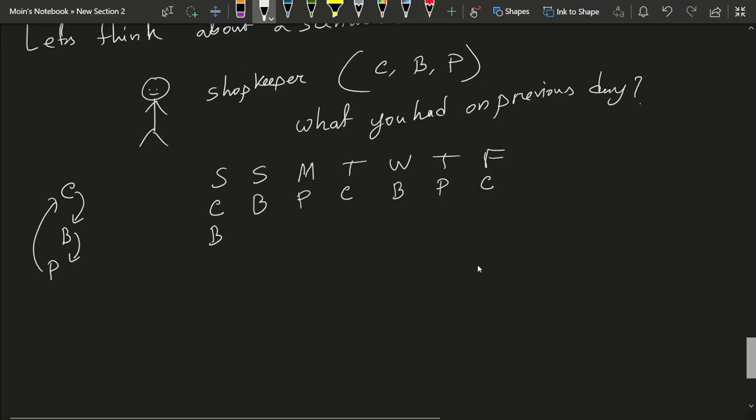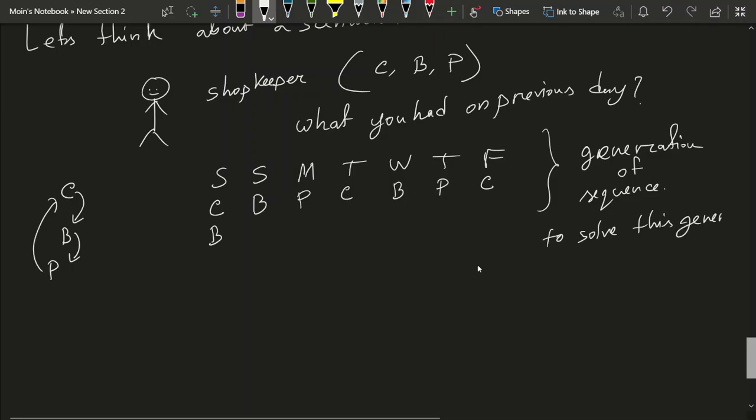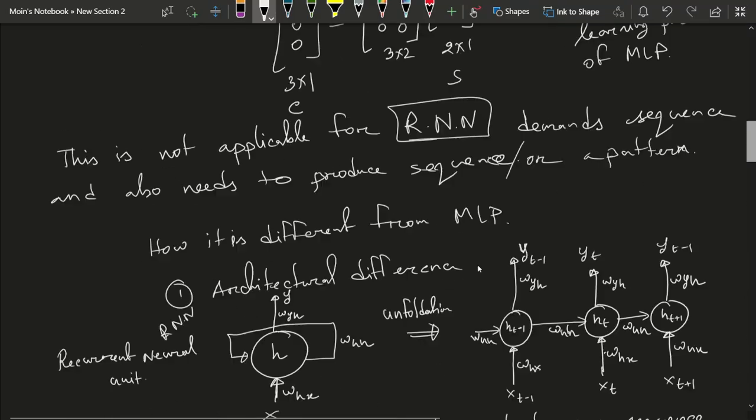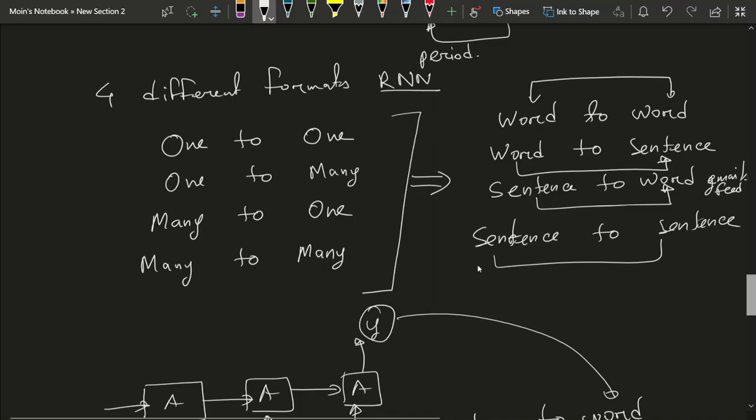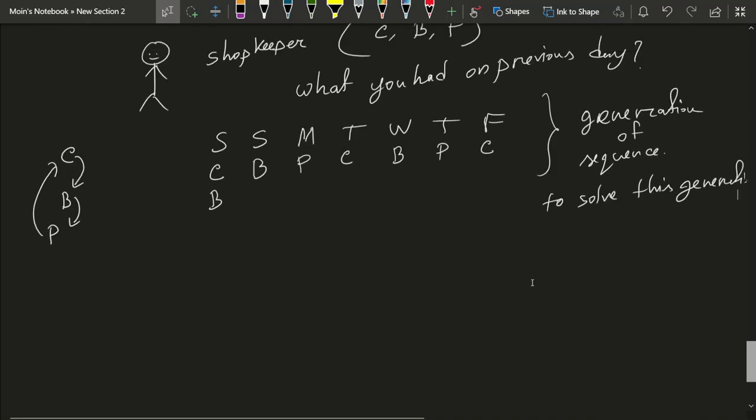So this is a generation of sequence. And to solve this generation, we can apply an RNN, a recurrent neural network. How can we solve this with the help of a recurrent neural network?